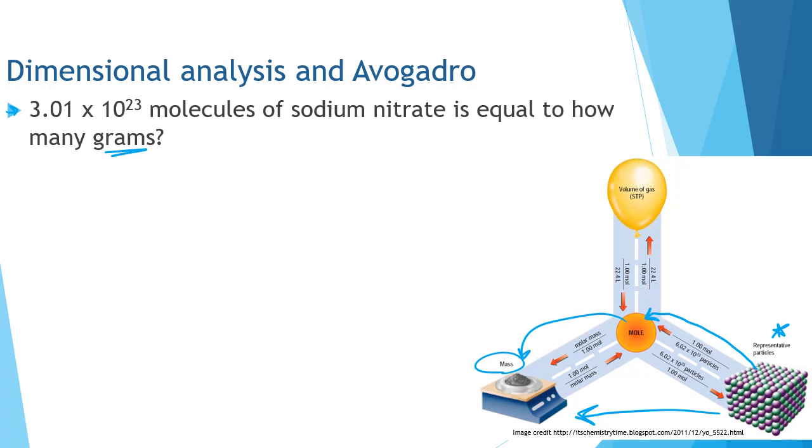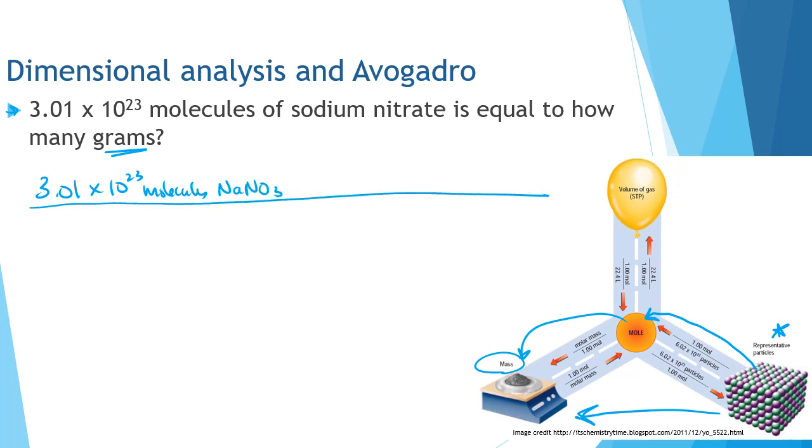So step 1, convert those 3.01 times 10 to the 23rd molecules of sodium nitrate into moles. We always have to go to moles first. I have molecules on the top, put molecules on the bottom, convert those molecules into moles. I know that there are always 6.02 times 10 to the 23rd molecules of anything in 1 mole of it. So we have successfully canceled out molecules.